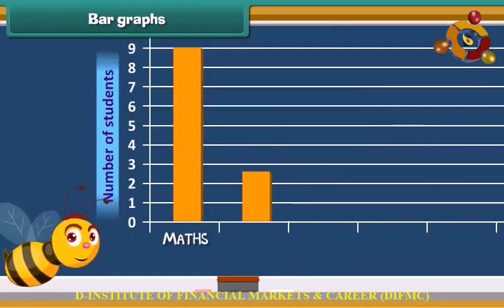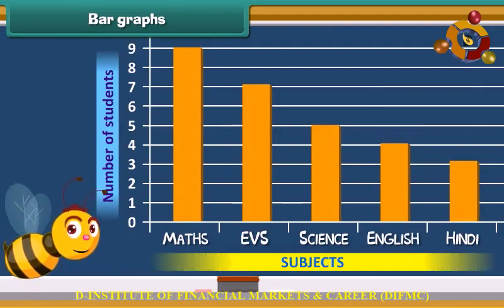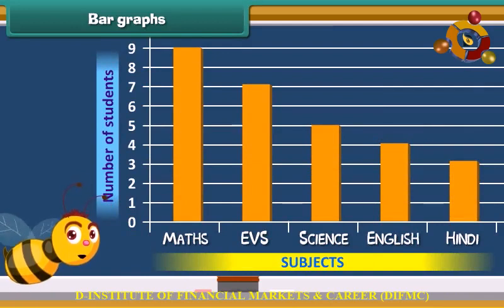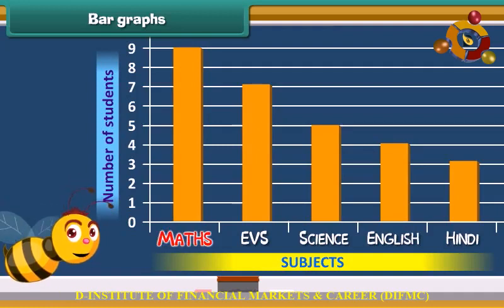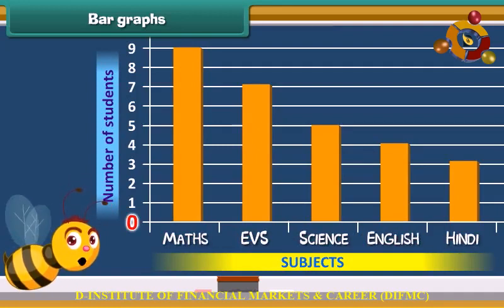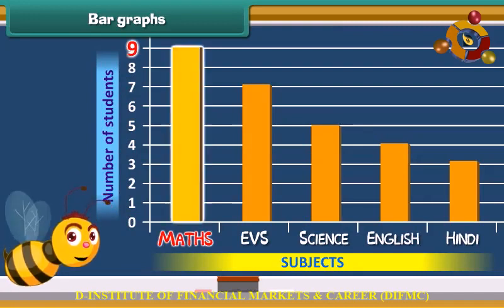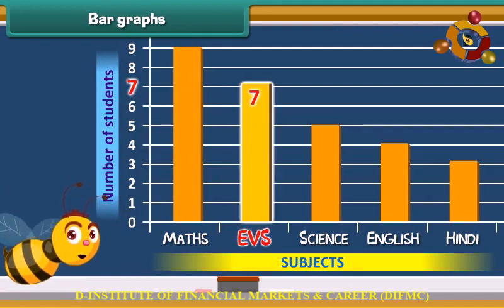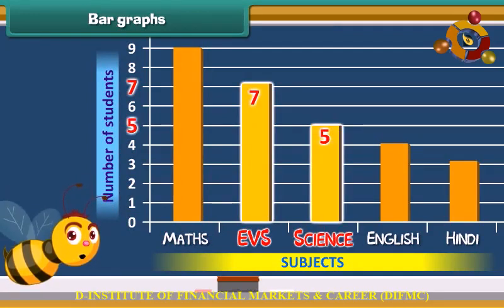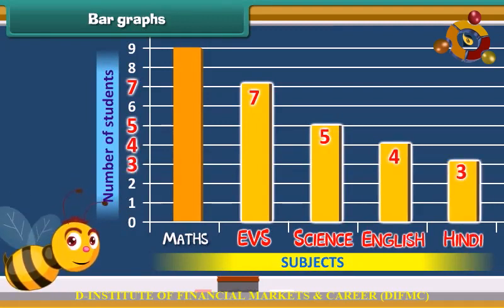Given chart is known as the bar graph. These graphs are another way of data representation. A bar graph uses bar to represent data. In the given graph, subjects are listed at the bottom and number of students is given at the side of the bar graph. In this graph, 9 blocks tell us about the number of students who like maths. Similarly, there are 7 blocks in EVS, 5 blocks in science, 4 blocks in English, and 3 blocks in Hindi.